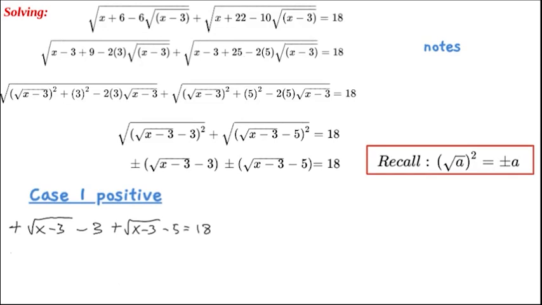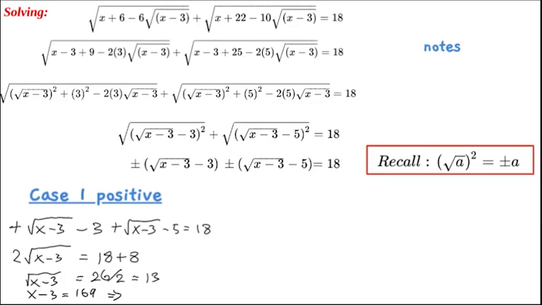So let's group the radical terms together and we'll get 2 square root of x minus 3, and we can add the 3 and the 5, which are negative, bring them over and change them to a positive. So we have plus 8. Let's keep simplifying. We get the square root of x minus 3 is equal to 26 over 2, which is equal to 13. Let's square both sides. We will get x minus 3 is equal to 169. Therefore, we can say that x is equal to 172.